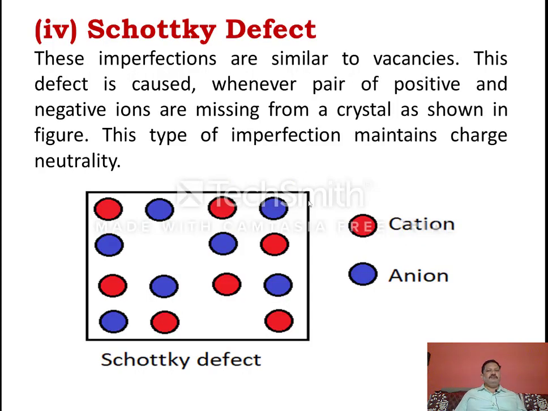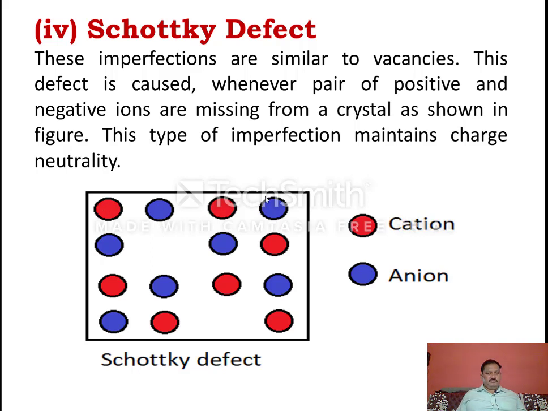Next is the Schottky defect. What is the Schottky defect? See, these imperfections are similar to vacancy defect. This defect is caused whenever a pair of positive ions and negative ions are missing from a crystal as shown in the figure. This type of imperfection maintains the charge neutrality.